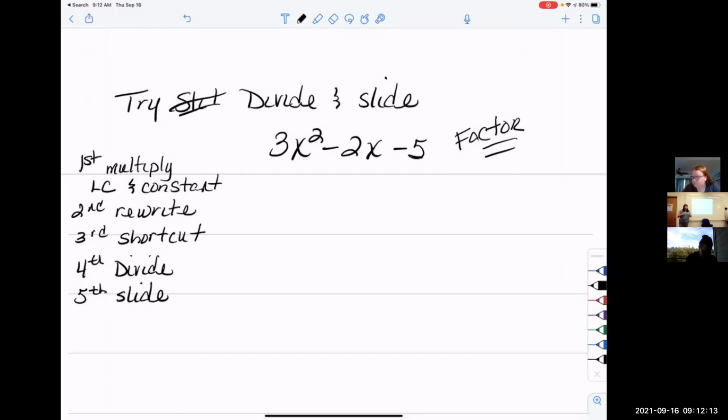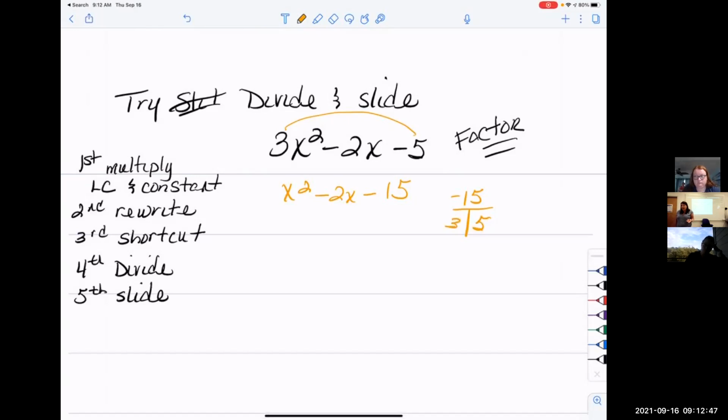So step one. We notice this is not a 1. If there's just a 1 with the x squared, it's just an x squared, we go straight for shortcut and don't worry about this. If there's a number there, that's the only time that we're going to worry about doing this. So 3 times -5, so x squared minus 2x minus 15. Now it looks like the shortcut. So we're saying, okay, what are factors of 15 that will add or subtract to give us a 2? So 3 and 5 are going to be those factors.